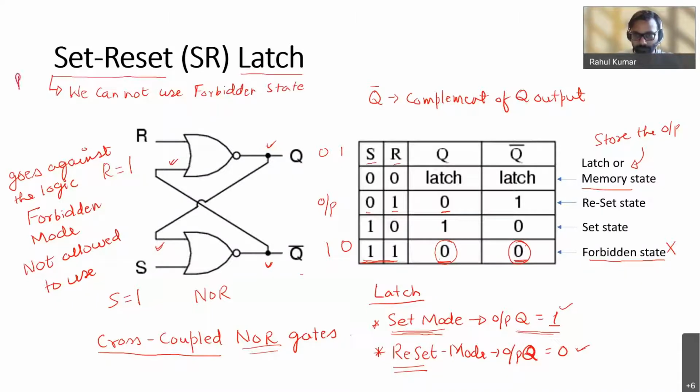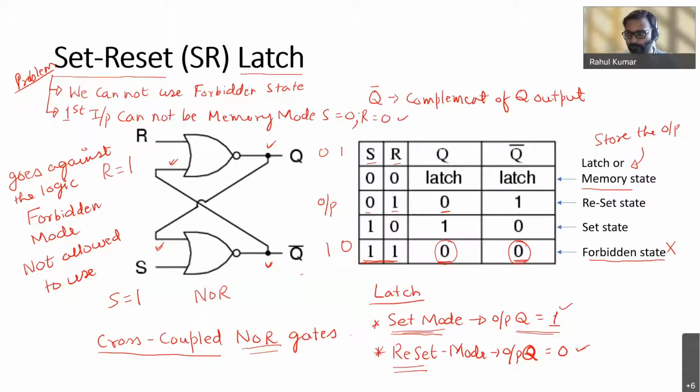Okay, so this is one of the problems, and the second problem is your first input cannot be memory mode, right? My first input cannot be memory mode. That is S equals to 0 and R equals to 0. You cannot have this as your first input.